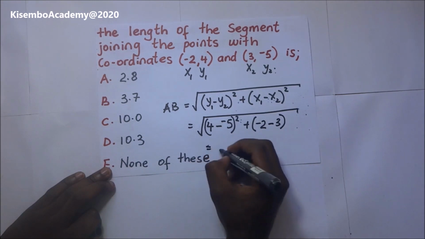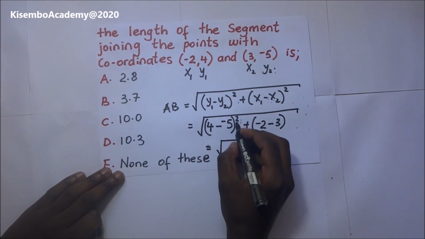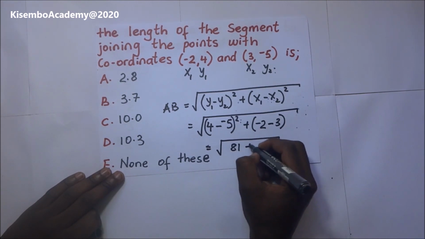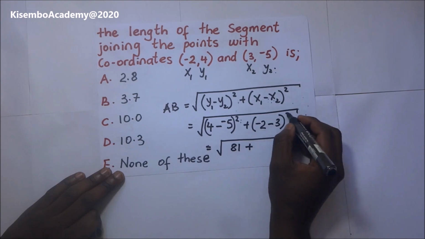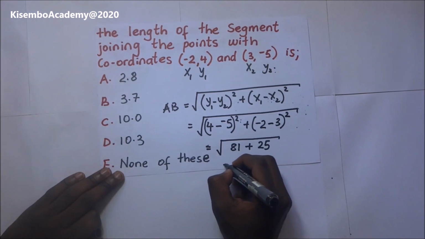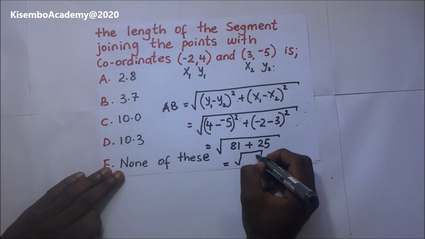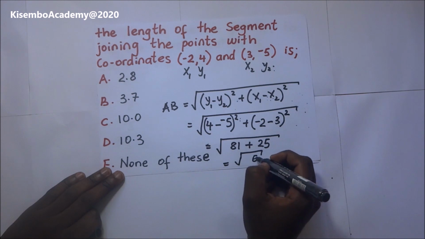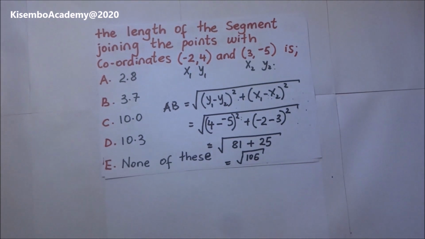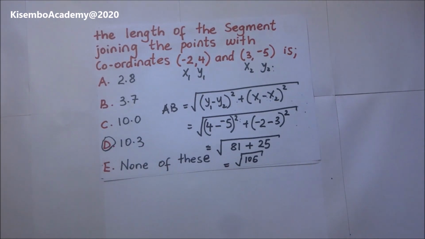So we shall end up having the square root of, this is 4 plus 5, which is 9. 9 squared is 81, plus negative 5 squared, which is 25. So we shall end up having AB is the square root of 106. Now the square root of 106 is approximately 10.3. So our answer is 10.3.